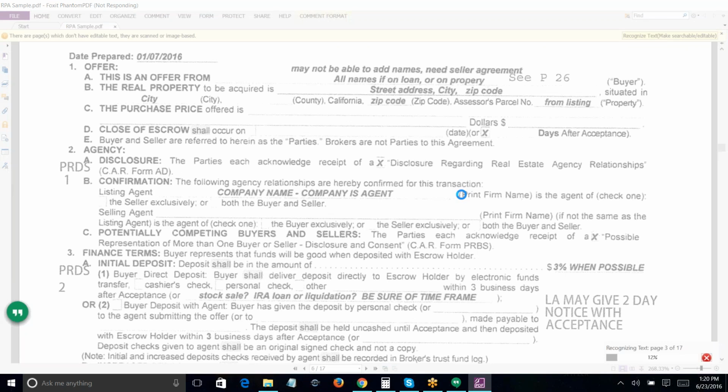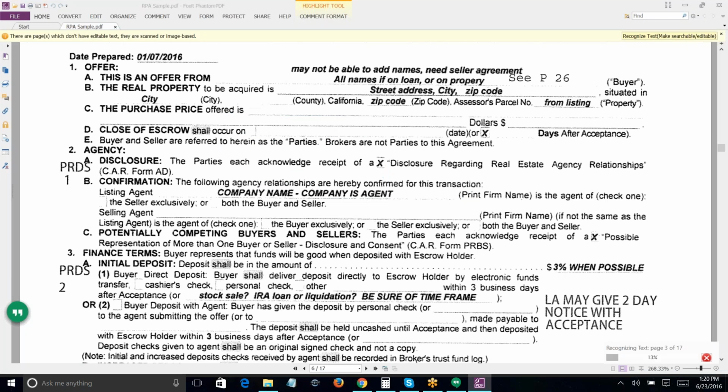Oops, and now it's cramping up. There we go. Los Angeles, what else could that stand for? Listing, oh yeah, I didn't think of that. I guess it could be listing agent.